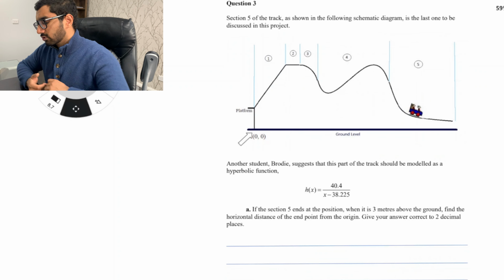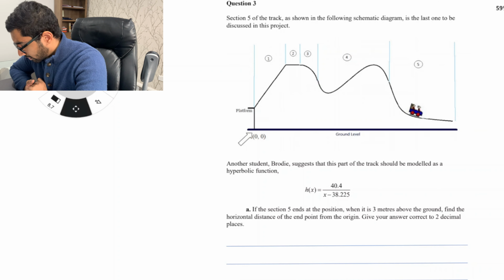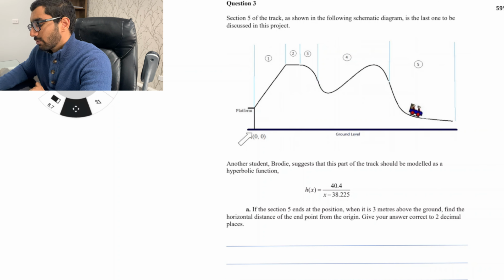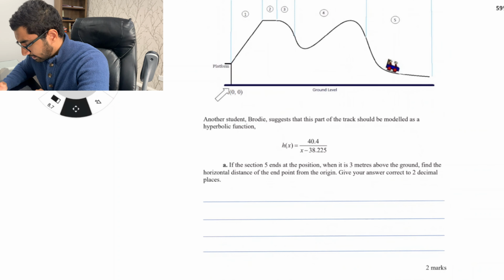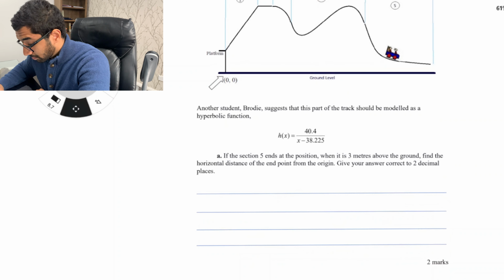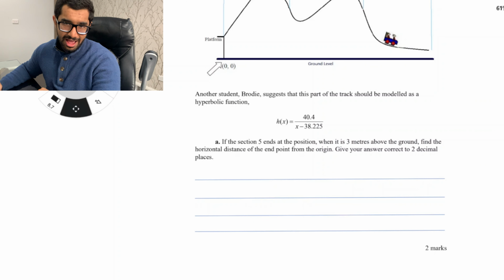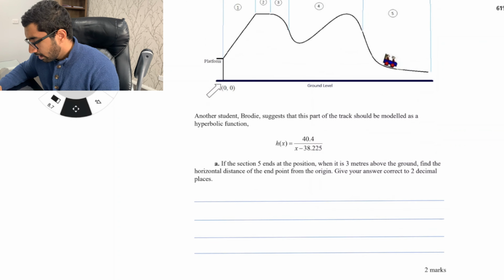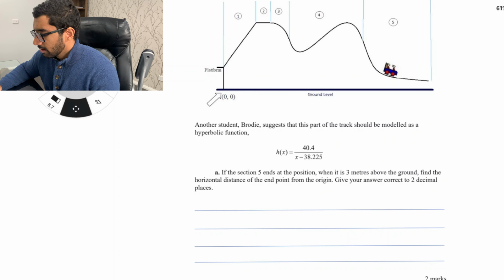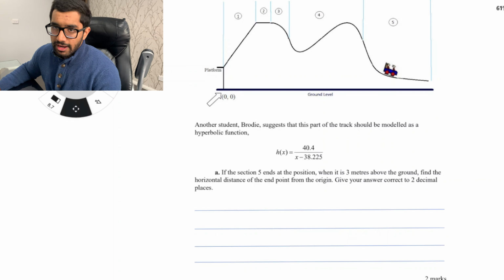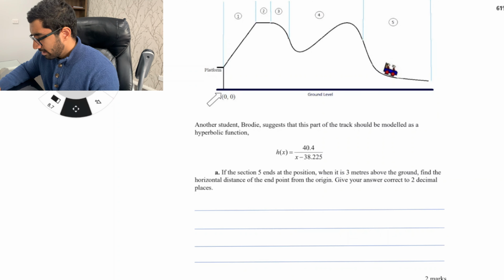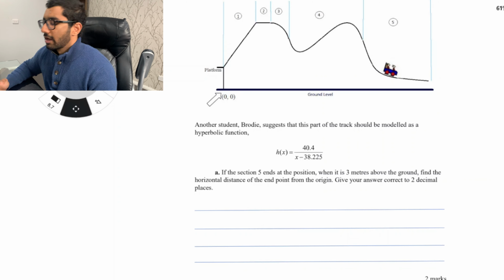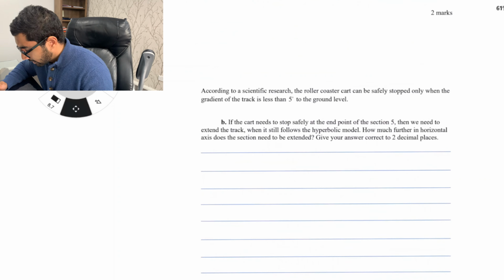Now, moving on to question 3, section 5 of the track, okay? So now we have this sort of last part here that we haven't looked at yet, okay? It's the last one to be discussed by Brody, okay? And that can be modeled by a hyperbolic function. So if section 5 ends at the position where it is 3 meters above the ground, in other words, h is equal to 3, find the horizontal distance. In other words, find the x value. So you just solve h of x equals 3, and you get your x value. I think that's straightforward, okay?